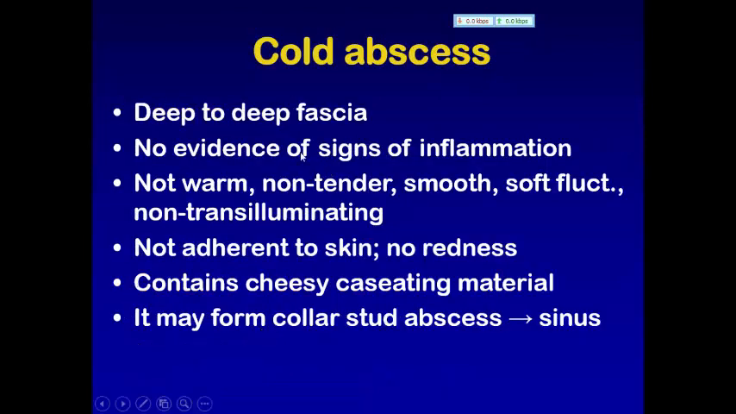Now, I will talk about one of the complications of tuberculous cervical lymphadenitis, which is called abscess. It is deep to deep fascia. Once it perforates the deep fascia, it becomes a cold abscess. No evidence of signs of inflammation, so that's why we call it cold abscess. Not warm, not tender, like any other classical inflammation. It is smooth, soft, fluctuant, non-transilluminant. It is not adherent to skin and no redness. Contains cheesy caseating material. It may form a cold abscess and then sinus.